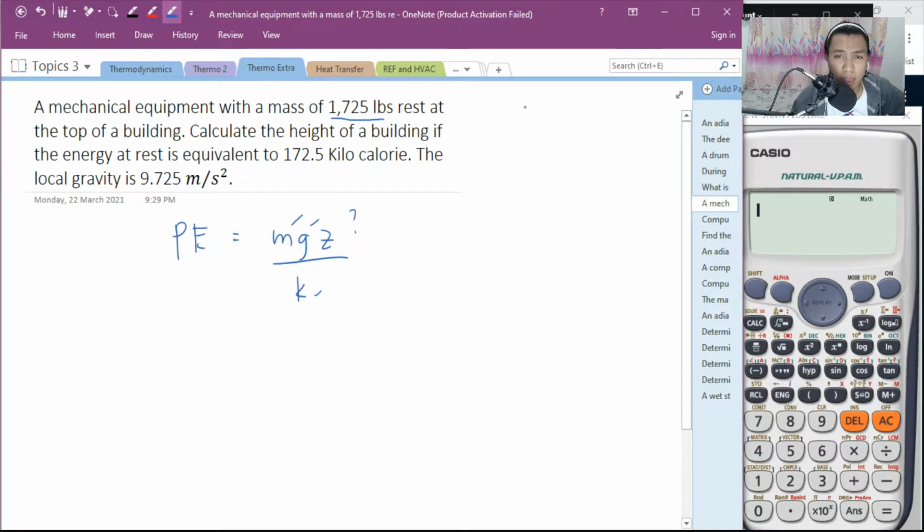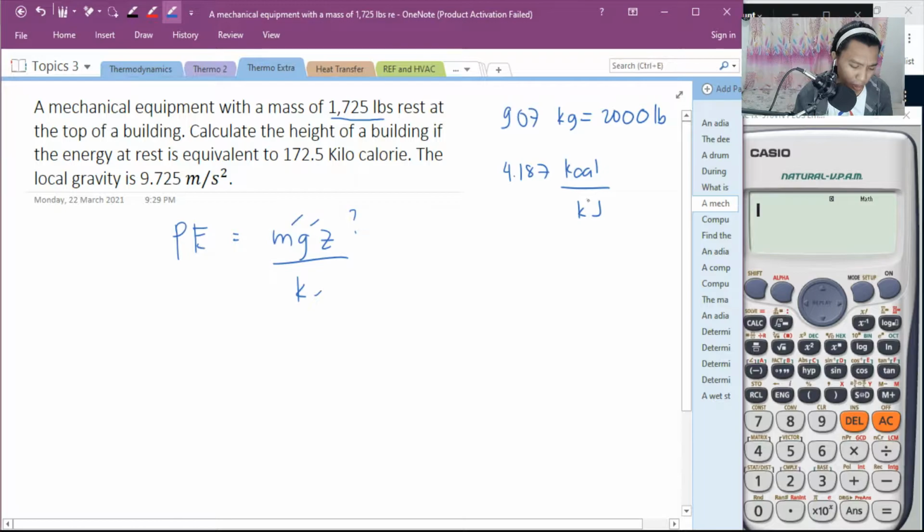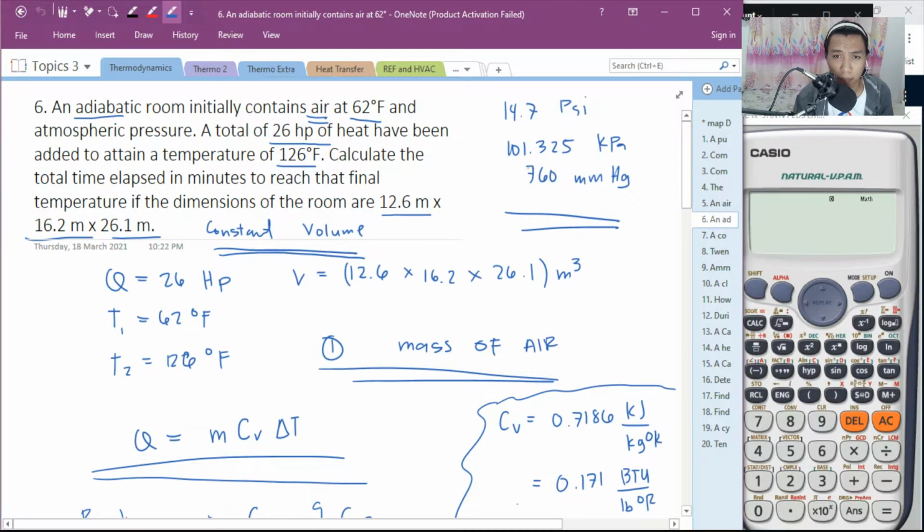Simple. 'Di ba ang binigay ko sa inyo is 907 kilograms is equal to 2,000 pounds. Mas madaling conversion 'to, mas madaling tandaan. And then, 4.187 kcal per kilojoule, tama ba? Or kilojoule per kilocalorie. Tingnan na natin sa ating mga notes. Binigay ko na 'yan, eh.